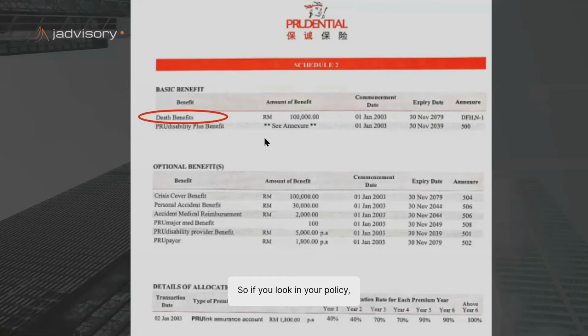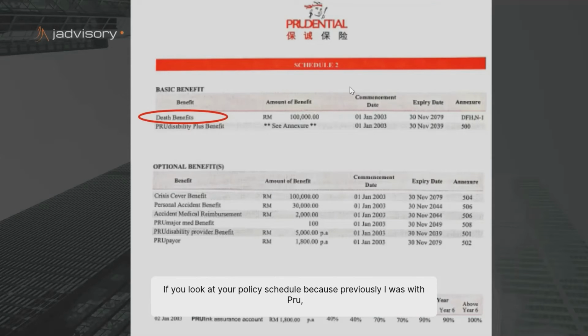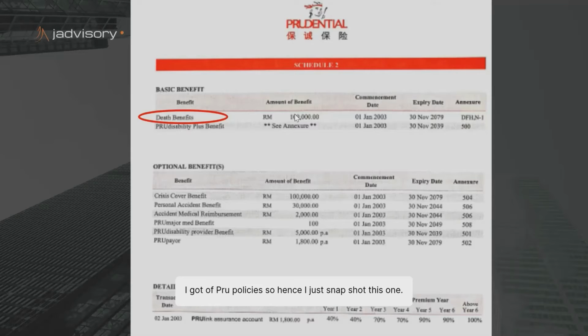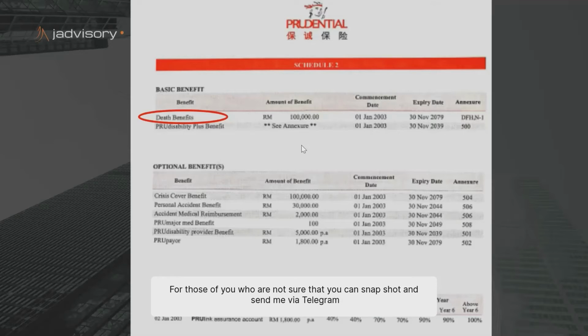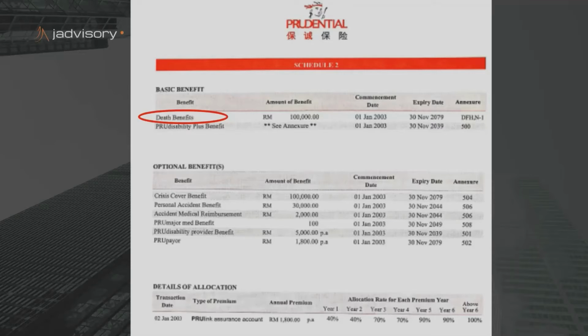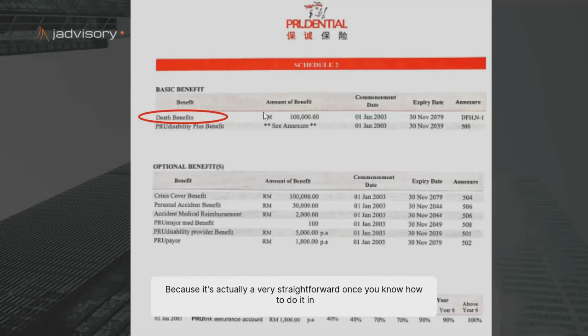So if you look in your policy, how do you get the death and disablement coverage? You just have to look for the word death or life insurance, right? So in this case, if you look at your policy schedule, because previously I was with Pru, so I got a lot of Pru policies, hence I just snapshot this one. For those of you who are not sure, later you can snapshot and then send me via Telegram. Yeah, and then I can help you to interpret. Okay, because it's actually very straightforward.